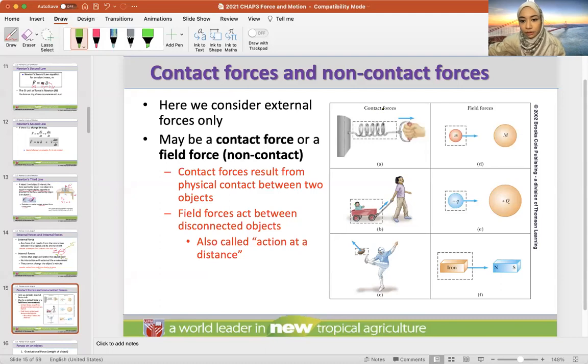So for example, this is a contact force. I'm pulling the spring. I have to touch it for me to pull it, so it's a contact force. And this is a mother pulling her child using a trolley. She has to have contact with that handle for her to pull. So this is a pull force. And this is also a pull force because she's pulling, so she's exerting a pulling force.